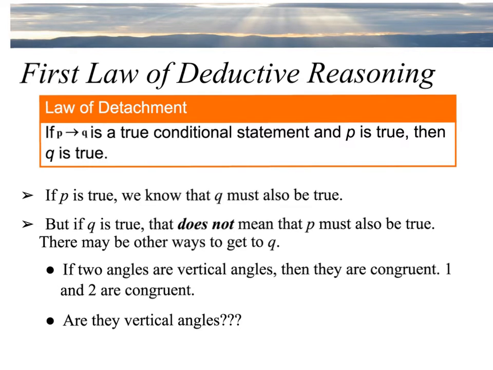So if two angles are vertical angles, then they are congruent. That's our original statement from the last slide. So then if I tell you that angles 1 and 2 are congruent, can we prove that they're vertical angles? If you just think about the law of detachment for a second, no, that's not enough information. I'm sure you could think of other types of angles that are congruent and that aren't vertical angles. So this is an example where we're given the conditional statement, it's a true statement, and then we're told the conclusion's true. But we don't know that those angles are vertical angles.